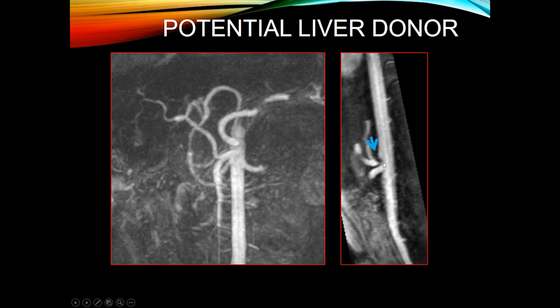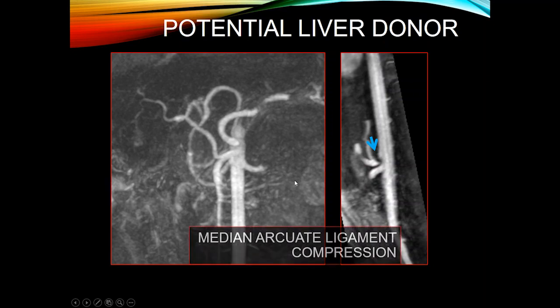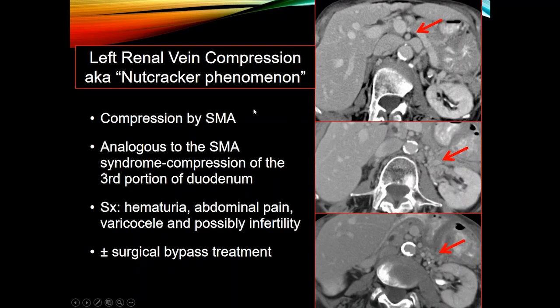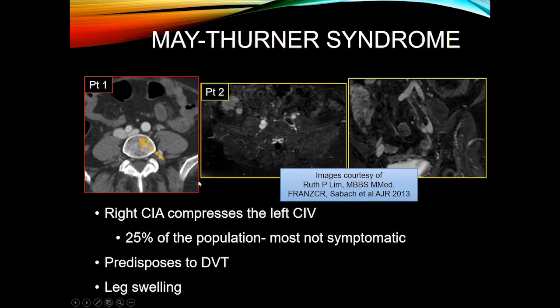in this case, the patient, although asymptomatic, had collaterals, which suggests this is hemodynamically significant. Other compressive syndromes include left renal vein compression, where the SMA compresses the left renal vein. This can lead to collateral formation, hematuria, abdominal pain, and venous insufficiency.